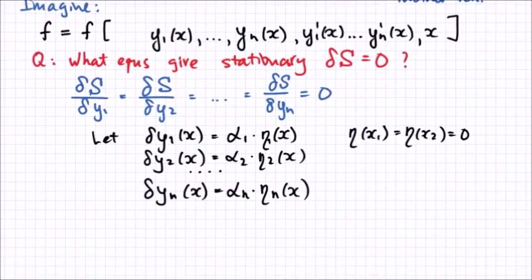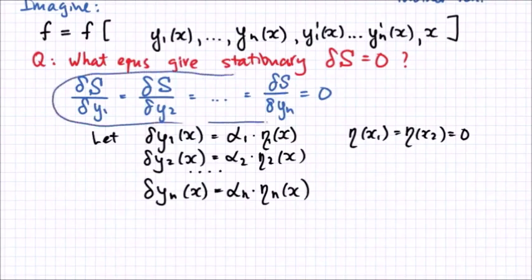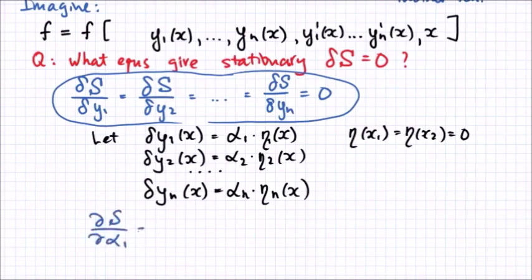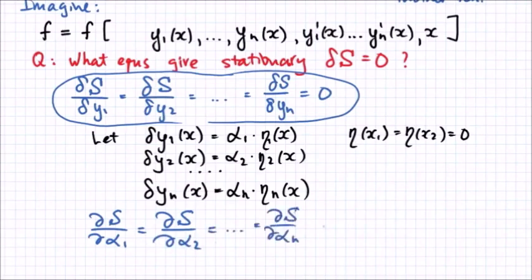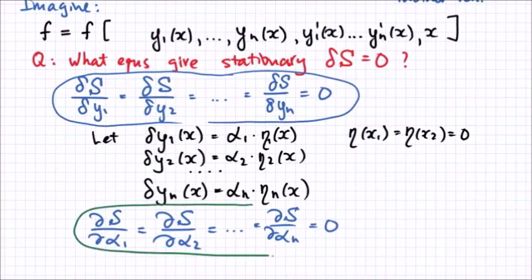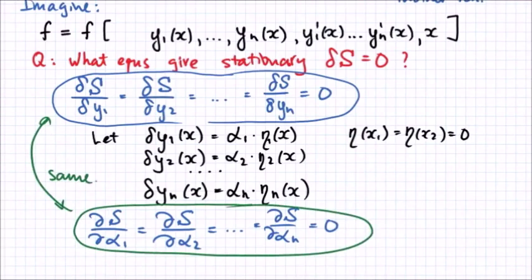Just like we did for the one-dimensional case, we can show that these functional derivatives can now be written as partial derivatives of S with respect to alpha 1, alpha 2, and so forth, all the way to alpha n. So in fact, these two requirements become the same.